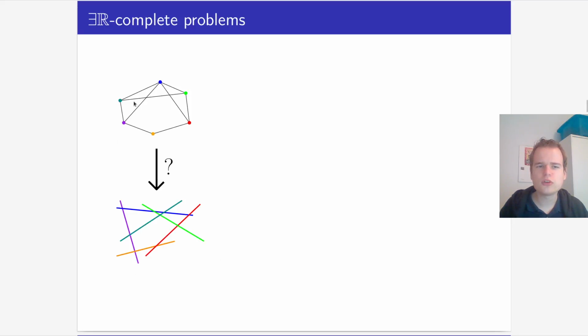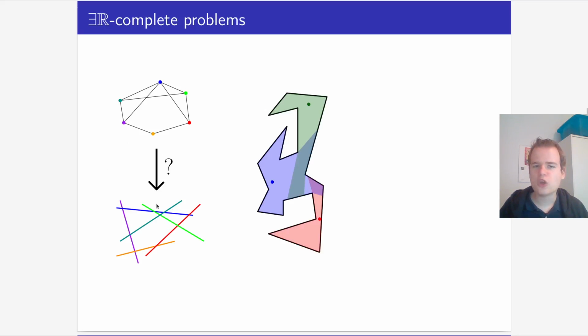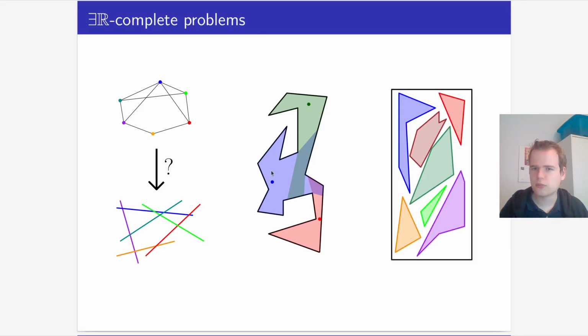For example, recognizing line segment intersection graphs is ER complete. So we're given some graph and we ask, is there some set of segments, one per vertex, such that two segments intersect only if there's an edge between them. Also the art gallery problem is ER complete. So given some polygon, what's the smallest number of guards to guard the whole polygon? And also, as mentioned before, a lot of packing problems are ER complete.